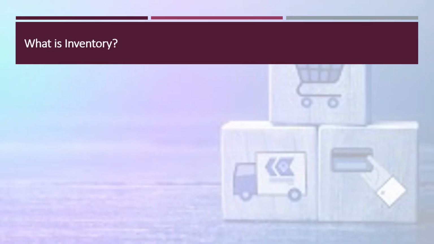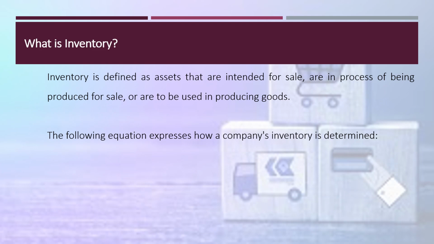Now let's look at what inventory is. Inventory is defined as assets that are intended for sale, are in the process of being produced for sale, or are to be used in producing goods. The following expression shows how a company's inventory is determined.